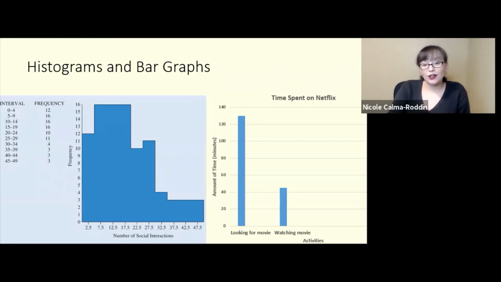Bar graphs, on the other hand, are used for discrete variables. We're using, for instance, categorical or nominal data. The spaces in between the bars on a bar graph signify the variable's discrete nature, the separateness of these different values from one another. For a grouped frequency table, the values shown are typically the midpoints of the interval used, which is what we see in this histogram on the left, actually.